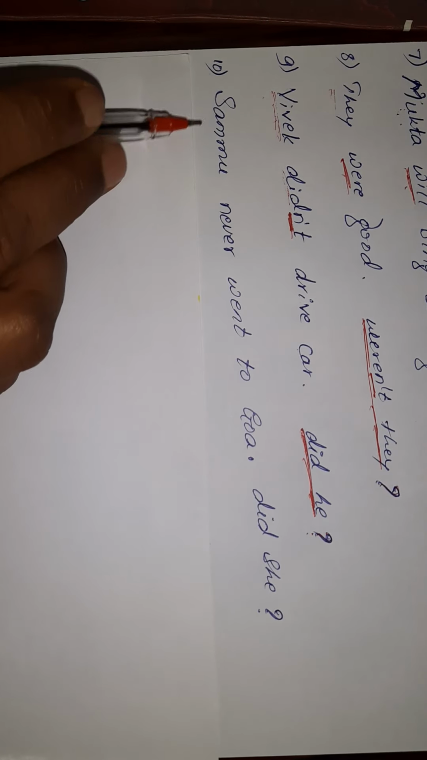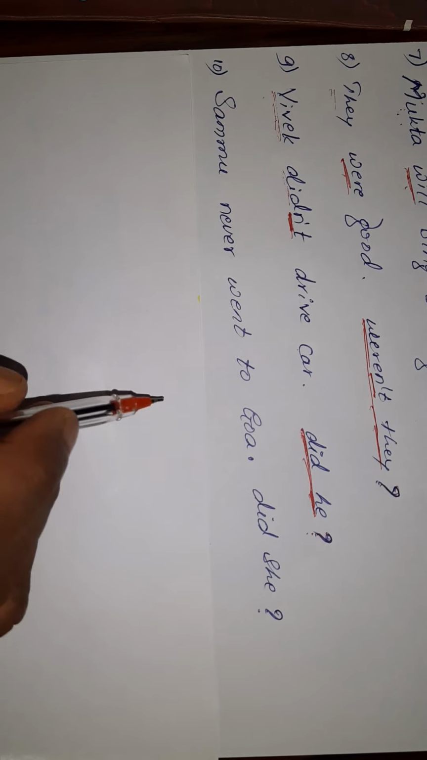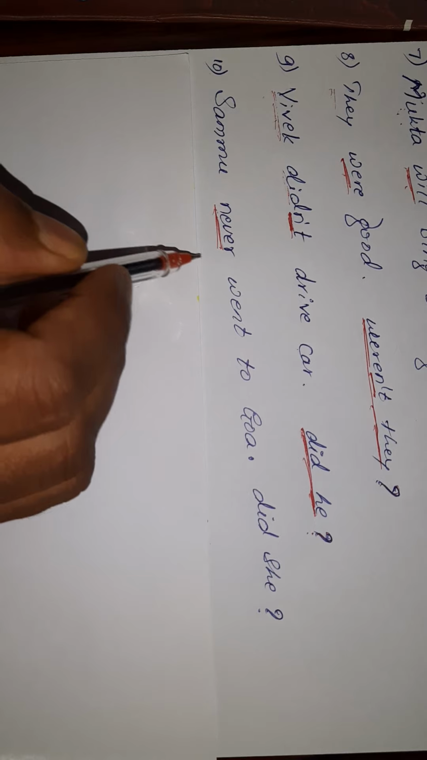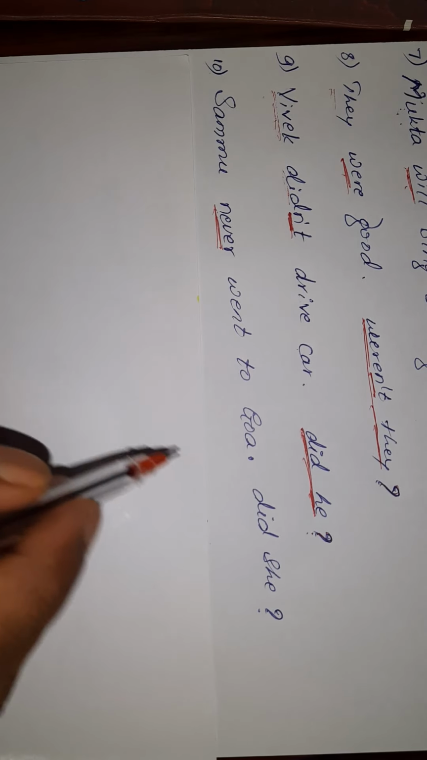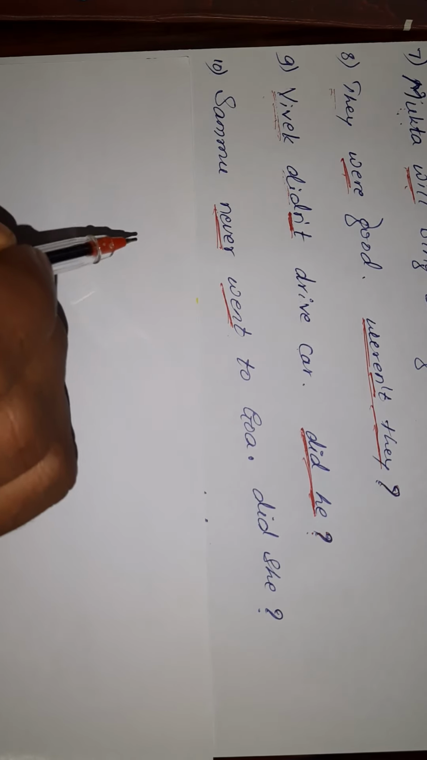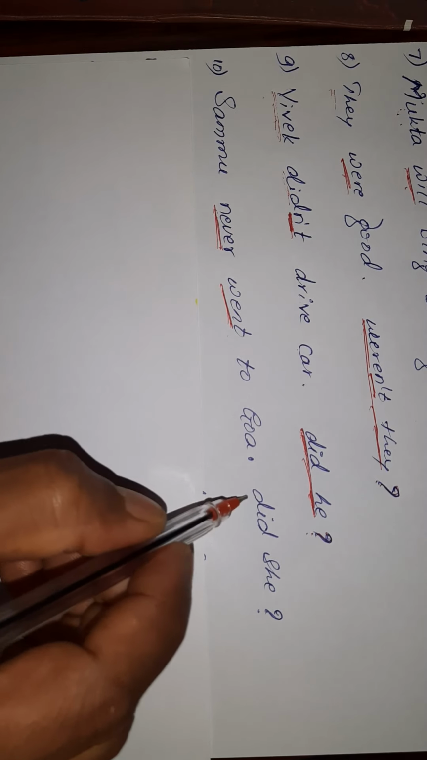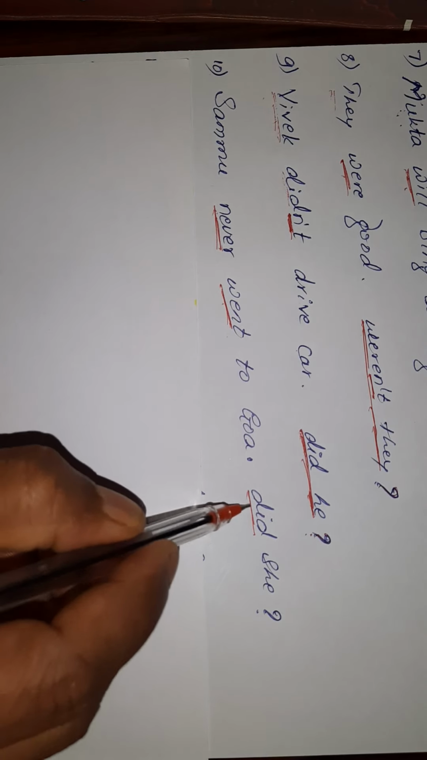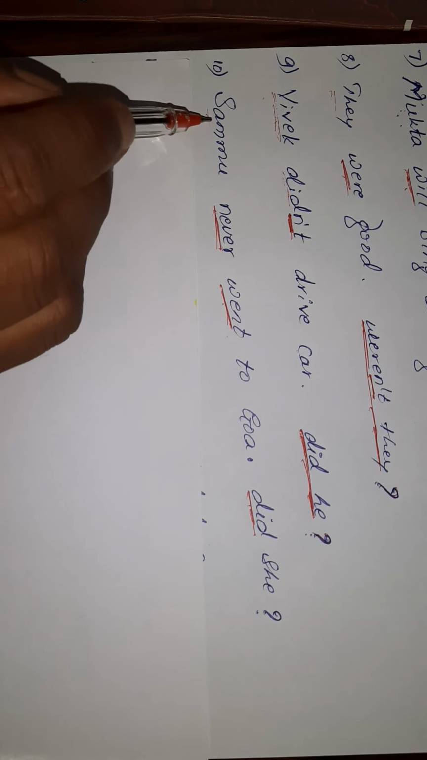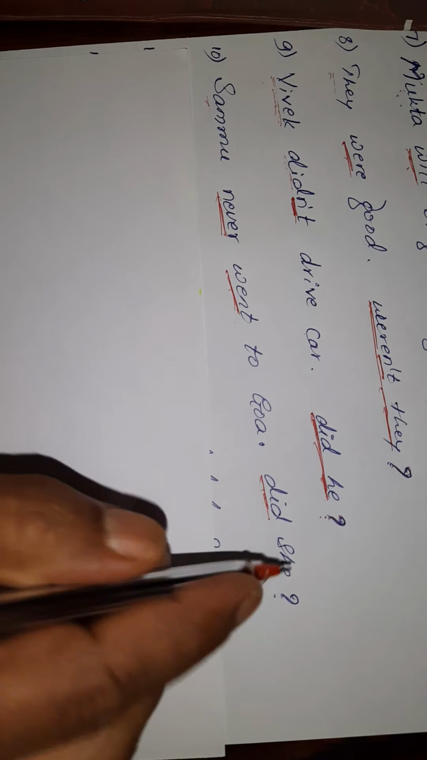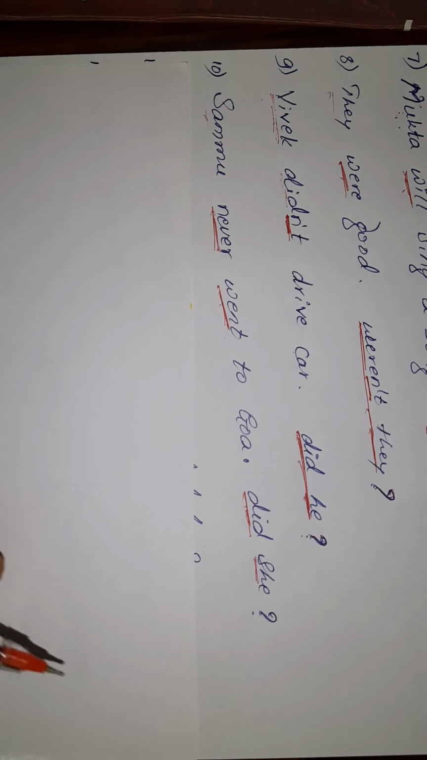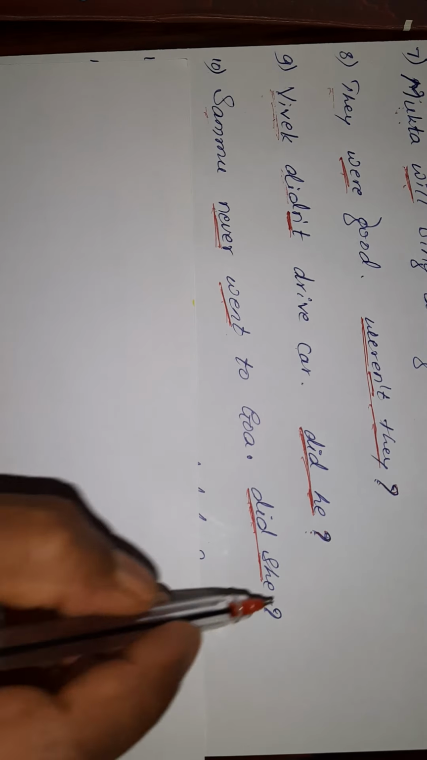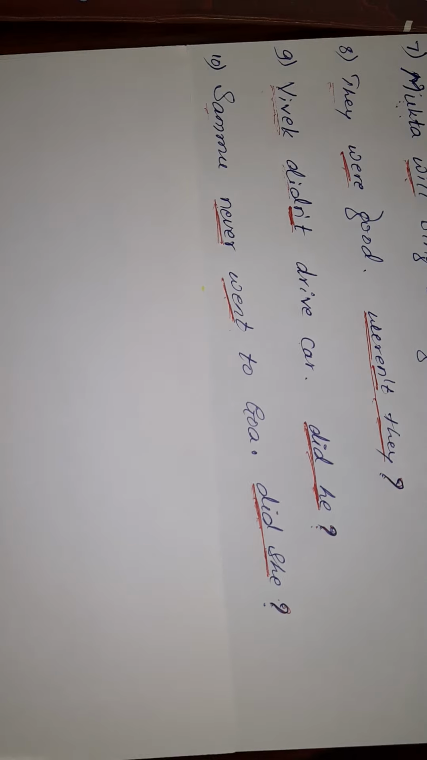See the 10th example. Samu never went to Goa. So this statement is also in a negative sense. The word never itself indicates a negative sense. And went is in past tense. So we extracted the helping verb of V2 form, did, and Samu is a girl, so we put she instead of the proper noun. So the tag of the statement becomes did she, and finally we used a question mark.